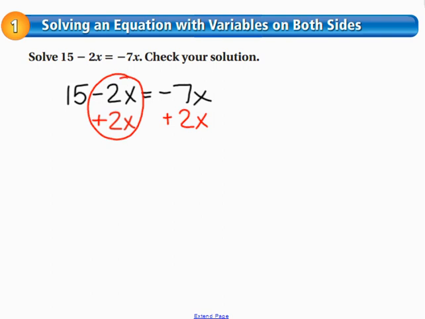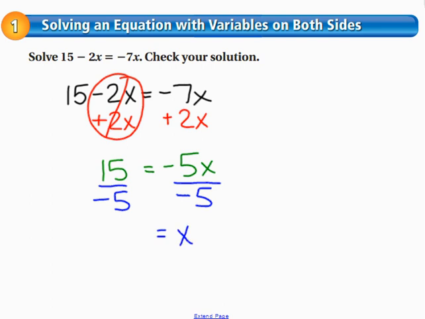So this is a zero pair. And then we're left with 15 equals, and then negative 7x plus 2x is negative 5x. And then now it's just a one-step equation. So divide by negative 5 on both sides to get x is equal to negative 3.